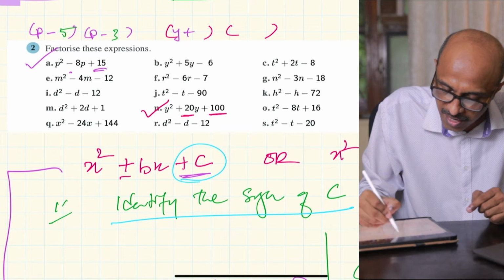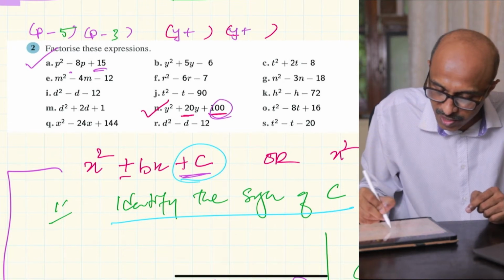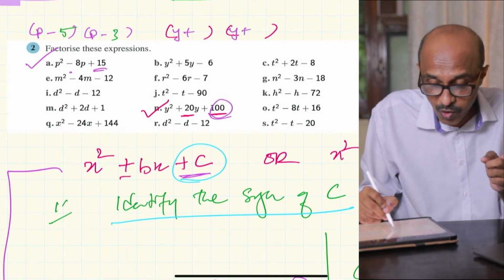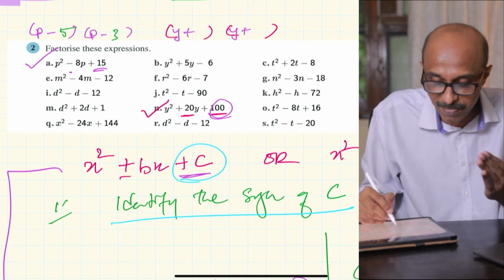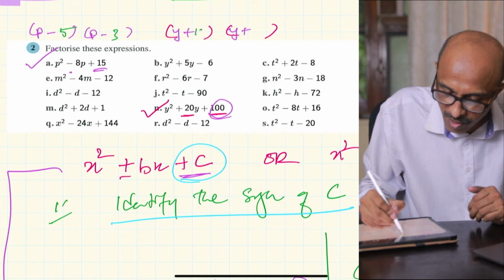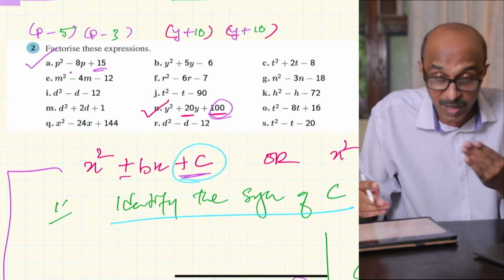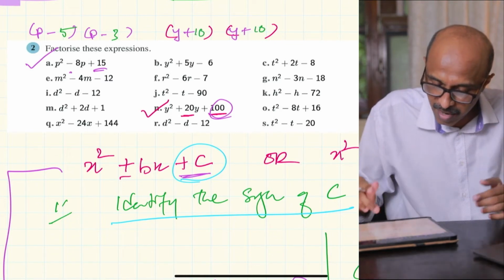So it should be y plus. Look at the factors of 100 that should add up to 20. Those rules remain the same. So factors of 100: 10 times 10 is 100, and 10 plus 10 gives you 20. So the factors are y plus 10 and y plus 10, which is y plus 10, the whole square. You can make it compact.